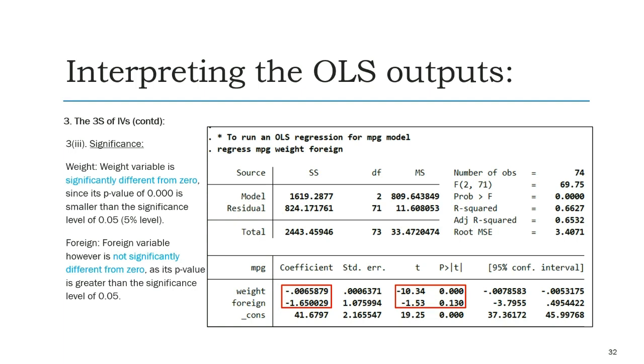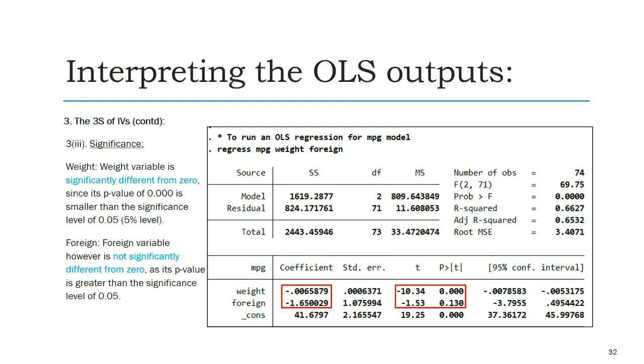The final S is the significance level. The significance level is here. We can see that weight variable is significantly different from 0, since its p-value of 0.000 is very much smaller than the significance level of 0.05.